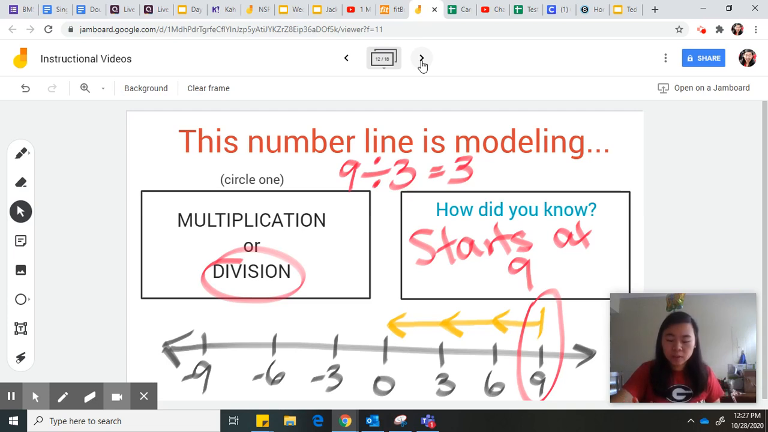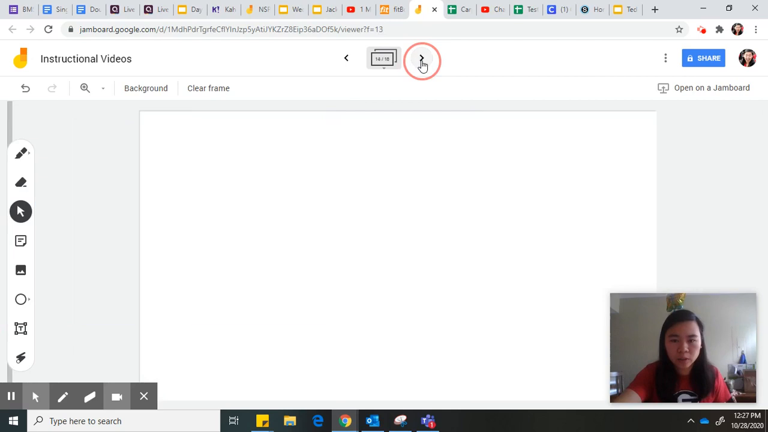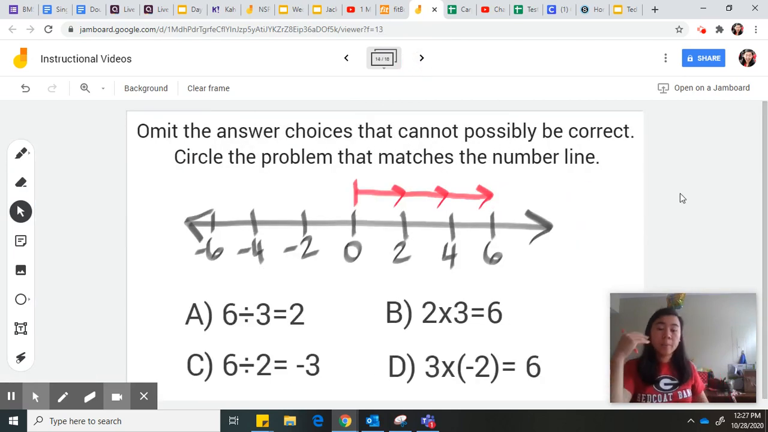All right. So what is a number line problem really going to look like? I'm going to give you the number line and I'm going to ask you what is the problem that it's modeling. I'm not going to ask you to draw a number line. I'm going to go ahead and give it to you. And then you are going to tell me what the problem is.